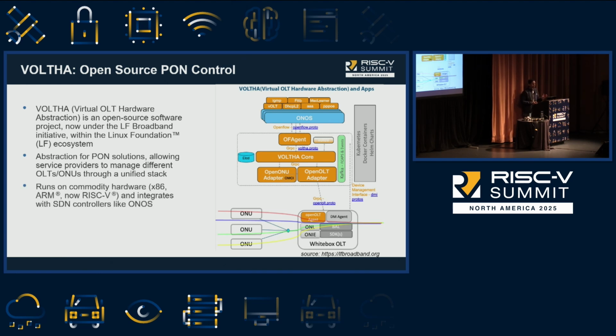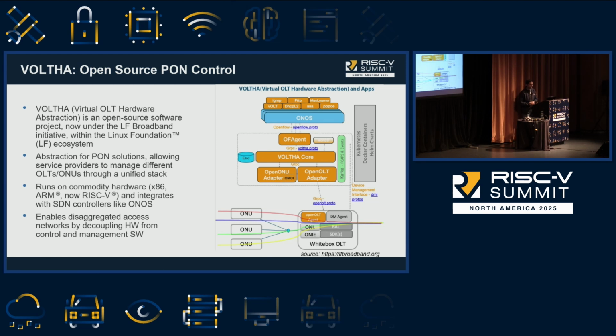So VOLTHA can run on x86 and ARM, but we thought of porting it to RISC-V, okay, and it will integrate the SDN controllers, the software-defined networking controllers like the Open Network Operating System. And it enables disaggregated access networks. It decouples the hardware and the software.